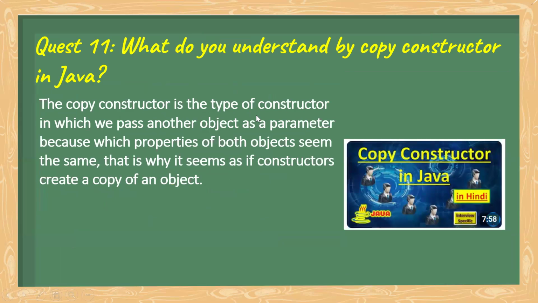What do you understand by the copy constructor in Java? The copy constructor is a type of constructor in which we pass another object as a parameter, so the properties of both objects are the same.